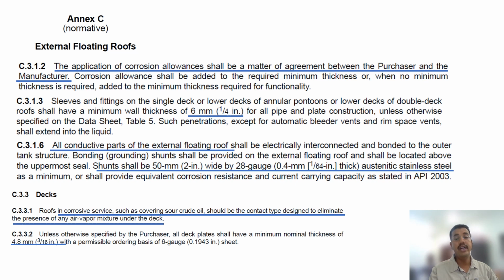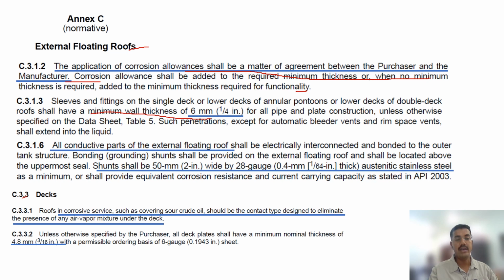External floating roof: we already know external and internal floating roof, I have already explained to you. Internal floating roof means there is a fixed roof on top of the floating roof. So for external floating roof, the application of corrosion allowance shall be a matter of agreement between the purchaser and the manufacturer. Corrosion allowance shall be added to the required minimum thickness, and when no minimum thickness is required, added to a minimum thickness required for functionality. The minimum wall thickness for the external floating roof is 6 mm. Maybe it's an open book question.